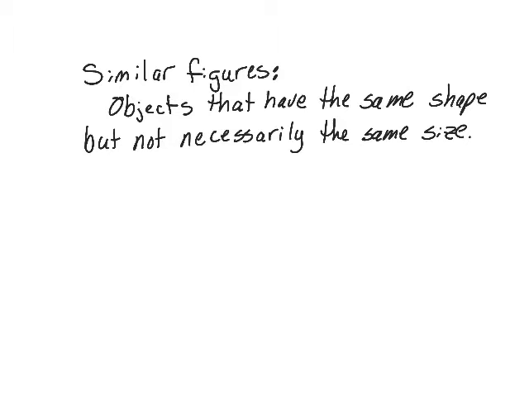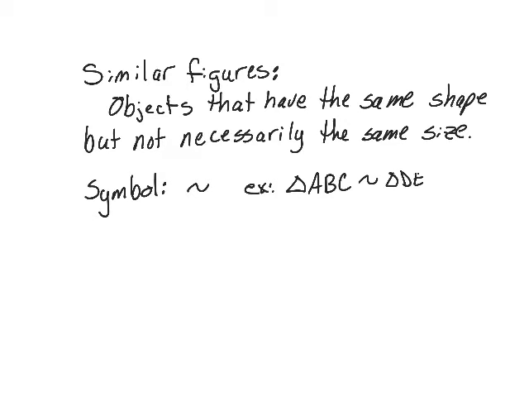We have a symbol for similarity, and that symbol is the tilde. So it's like the top of the congruent symbol without the equal part. So for example, to use that symbol, I could say triangle ABC is similar to triangle DEF. That means they are the same shape, but they are not necessarily the same size.